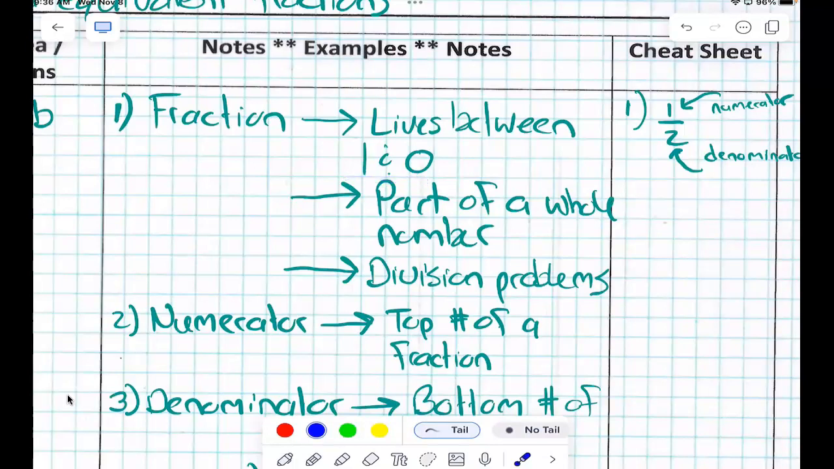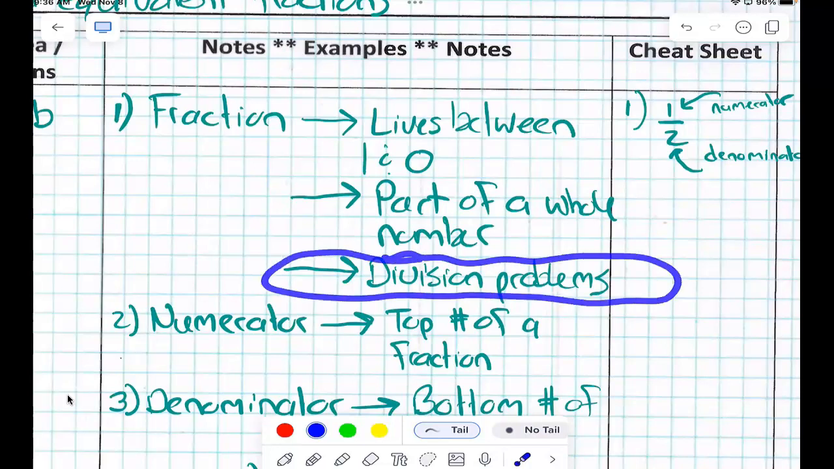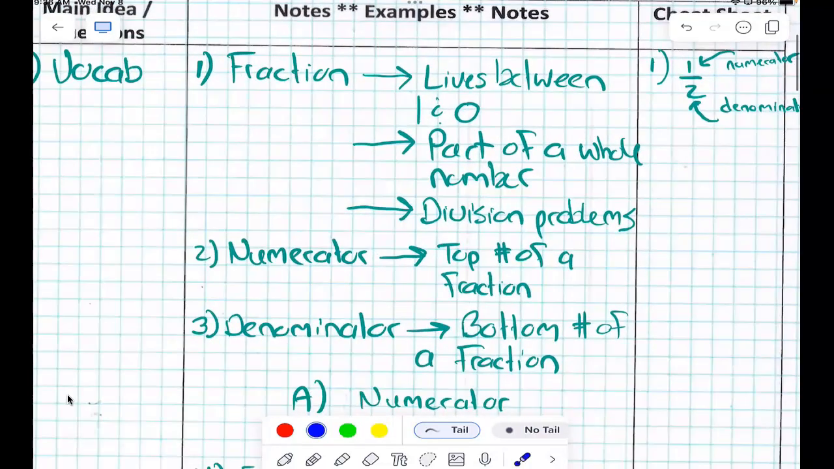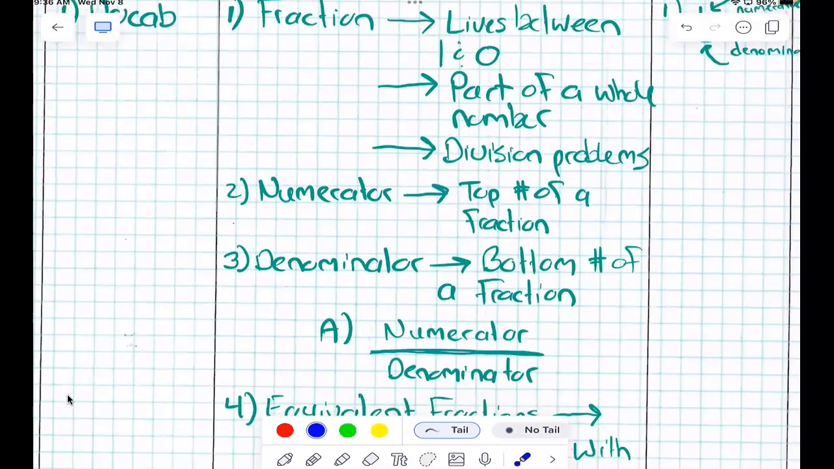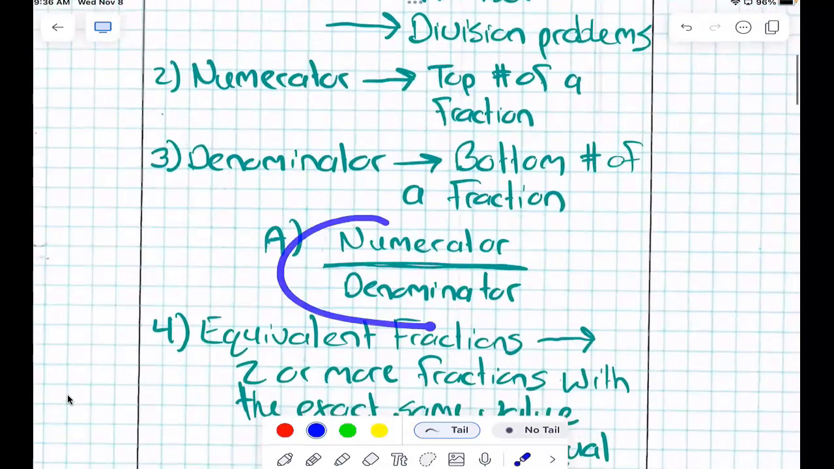Question 2, fractions are part of a whole, and a whole number would be literally the number 1, right? All right, and then a fraction is nothing more than a division problem, yeah? What's the top number of a fraction called? What's the bottom number of a fraction called? Does that show it right there?